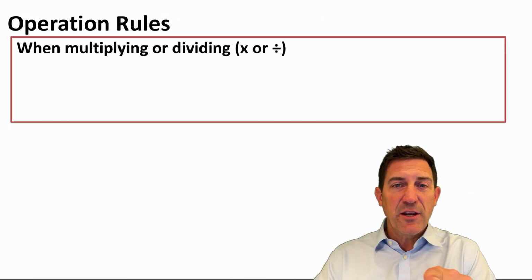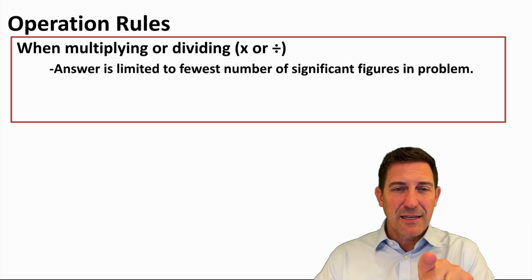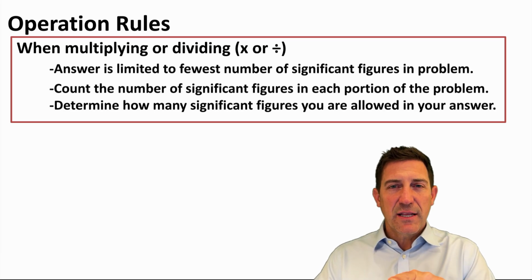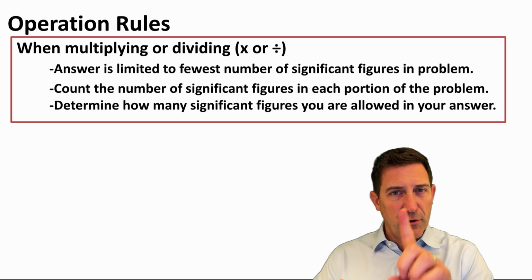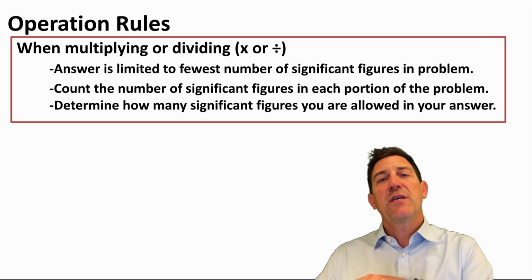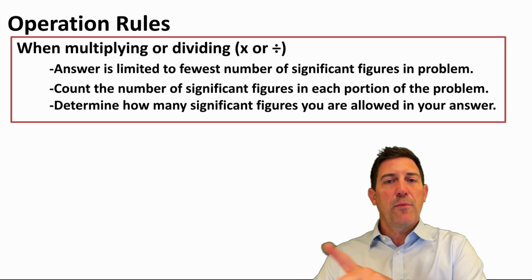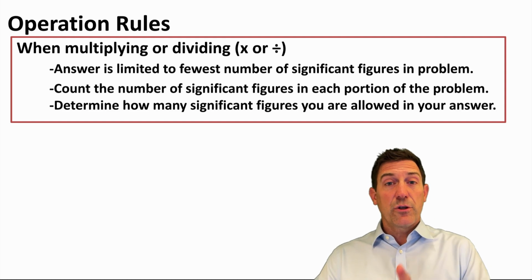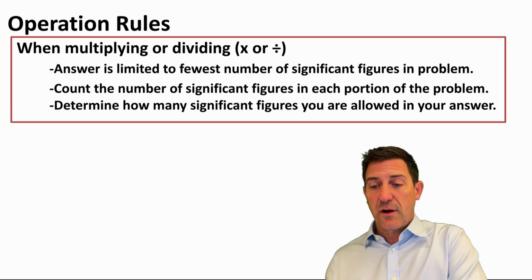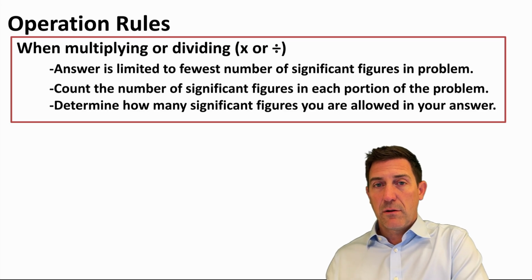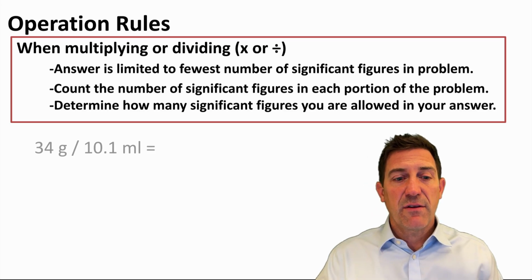This is information that I just gave you, but I added a little bit here. If our answer is limited to the fewest number of significant figures in the problem, how do I get to that point? First thing we're going to do is count the number of significant figures in each part of the problem. I'll show you that. And then we'll determine how many significant figures we get to have in our answer. We're going to have to round our answer off. Well, we round it off using significant figures.